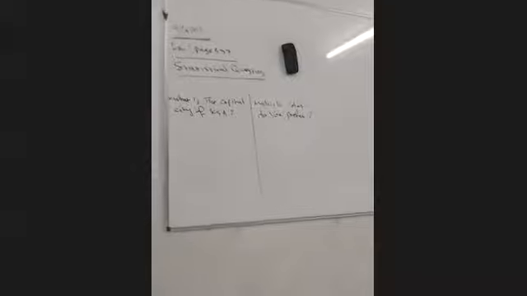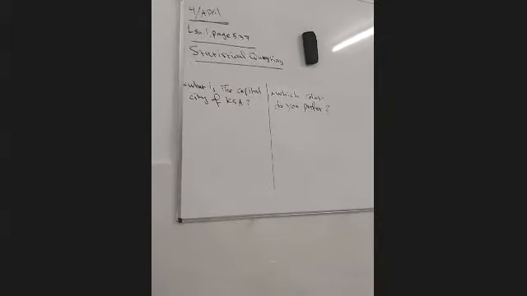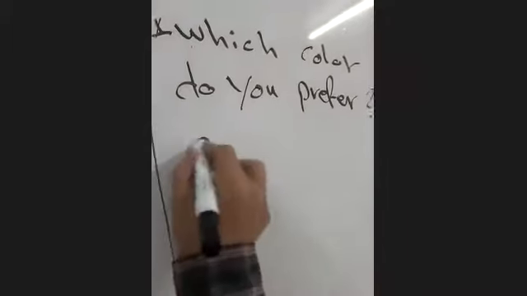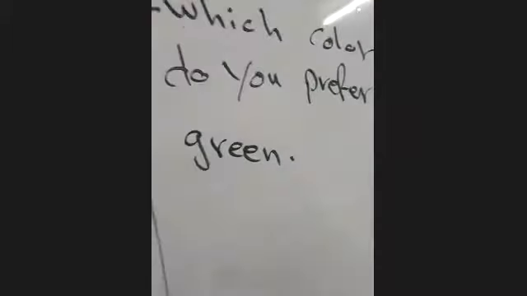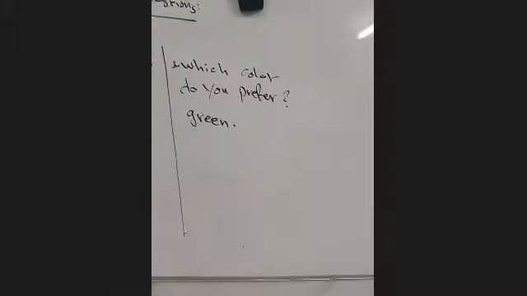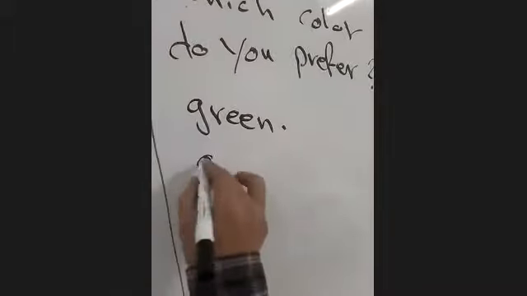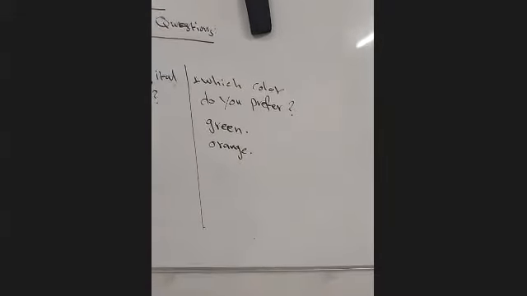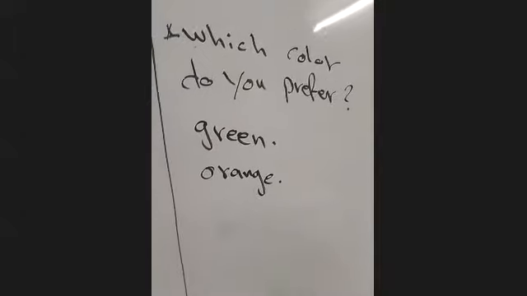Right. I will start with Najm. Yes, Mr. Najm, which color do you prefer? Green. Najm said green. Right. I will ask Mr. Omar Koshak. Which color do you prefer? Orange. I will ask Mr. Rakan. Which color do you prefer? Blue.